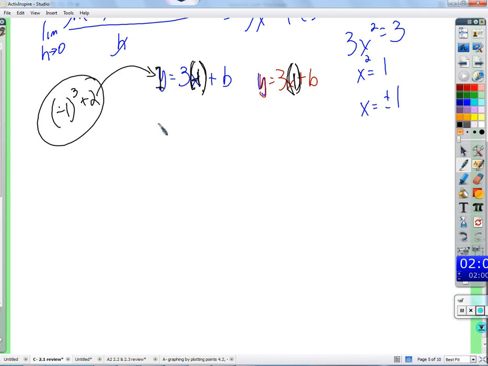Okay, so 1 equals negative 3 plus b. Just to make this look a little better, we add 3, so we get 4 is equal to b, so we get y equals 3x plus 4. Why don't you work that one out real quick?